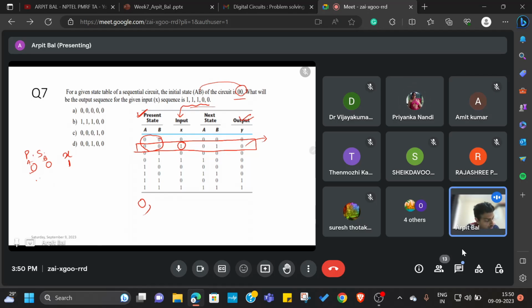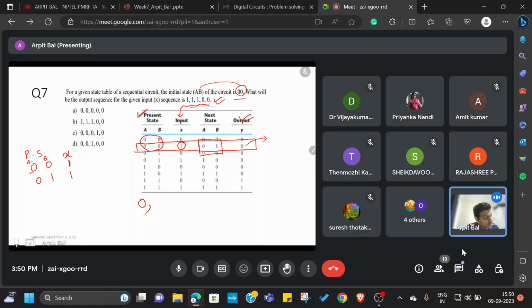Zero one. Correct. How did you figure it out? From here, right? The next state? Yes. Okay. So now what is the input? Now X is 0. No, X is 1. X is given here actually. Oh, sorry. X is 1 now.